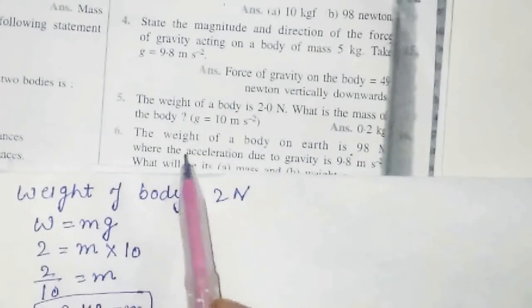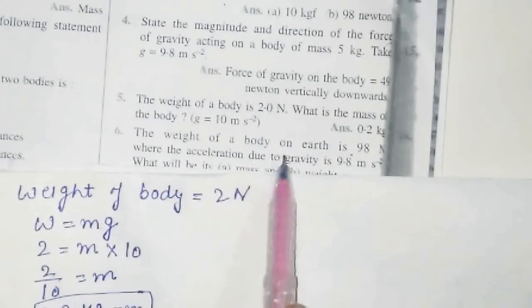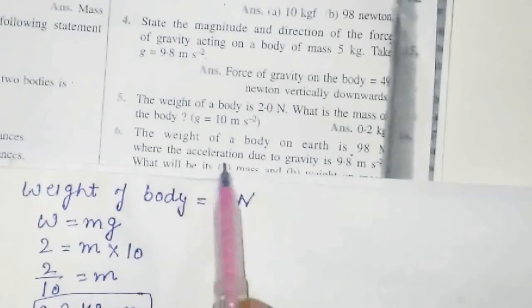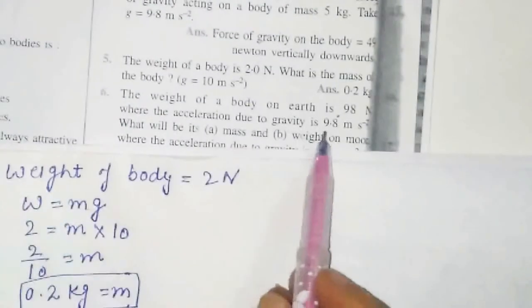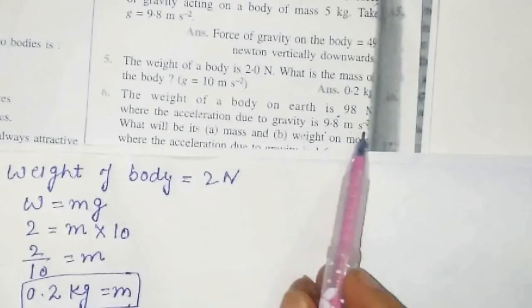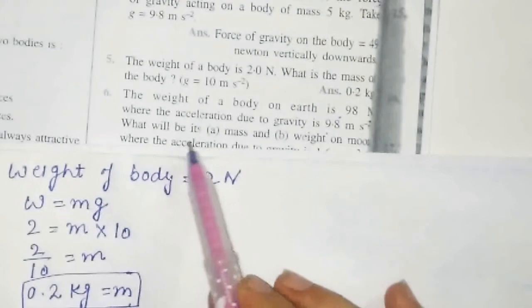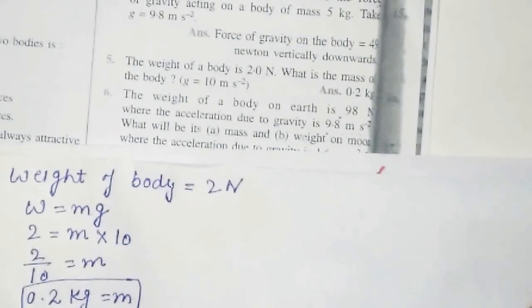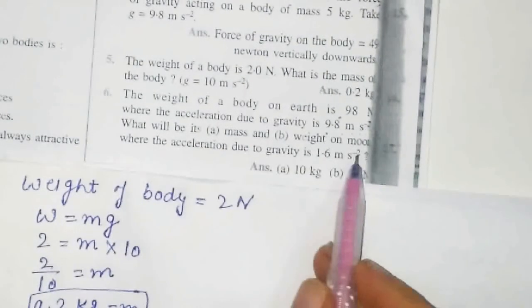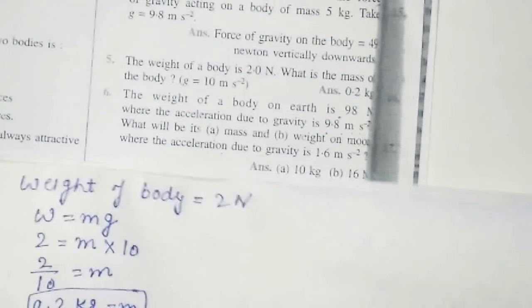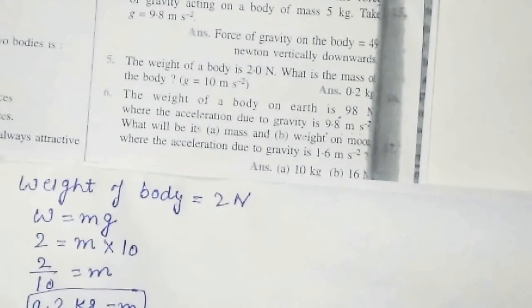Sixth question is: the weight of a body on earth is 98 Newton, where the acceleration due to gravity is 9.8 meter per second square. What will be the mass and the weight on the moon, where acceleration due to gravity is 1.6 meter per second square?